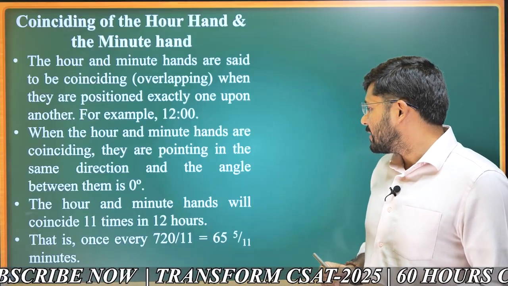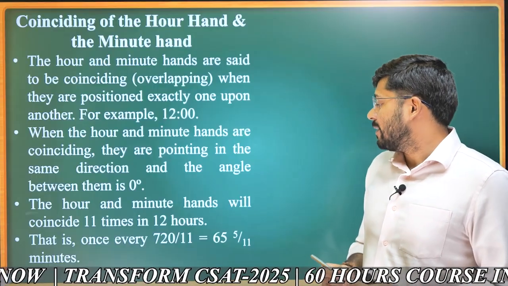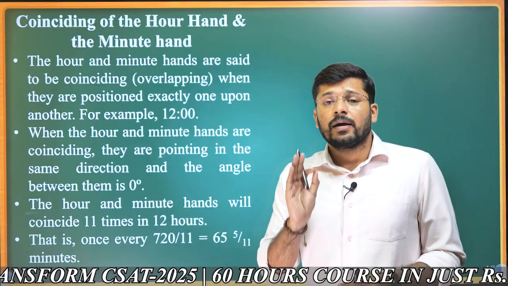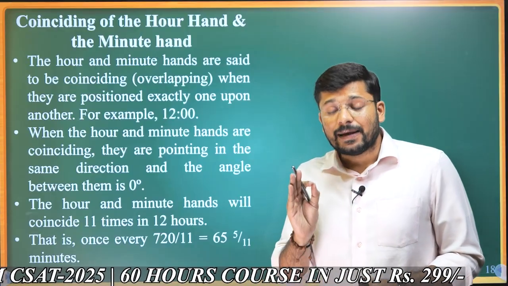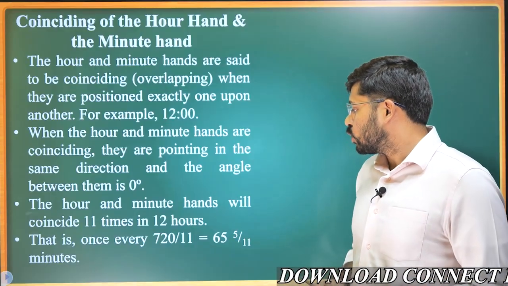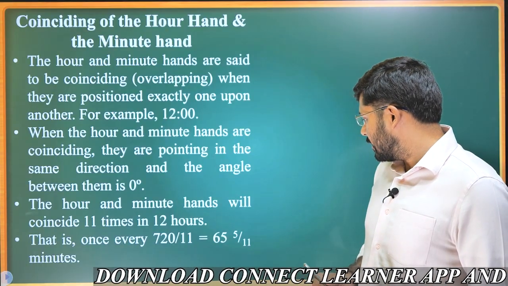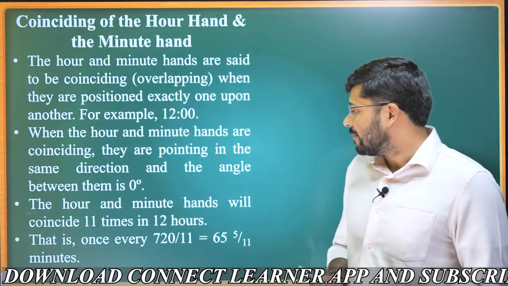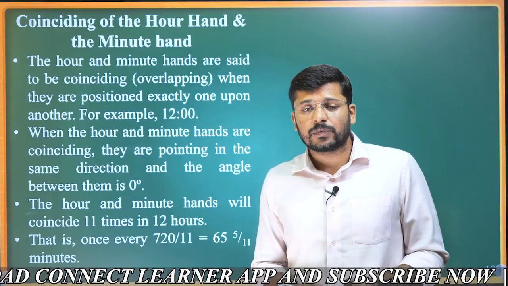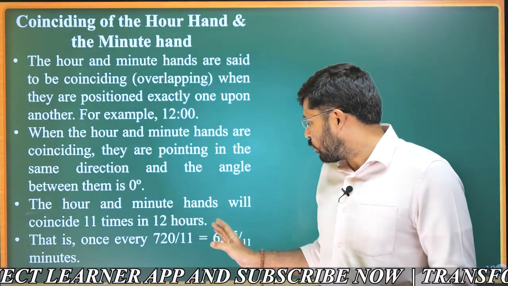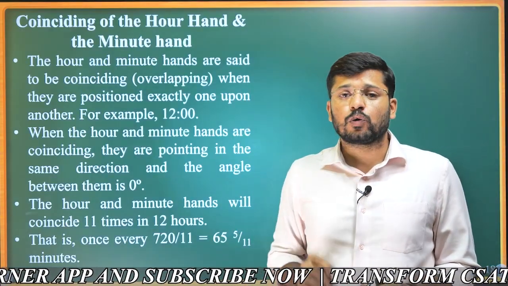The hour and the minute hands will coincide 11 times in 12 hours. Make a note of this. How many times do they coincide? 11 times in 12 hours. So that is once every 720 by 11, that is equal to 65 5 by 11 minutes. It means that for every 65 point something minutes, they will make a coincidence.